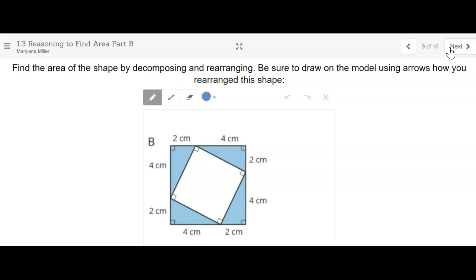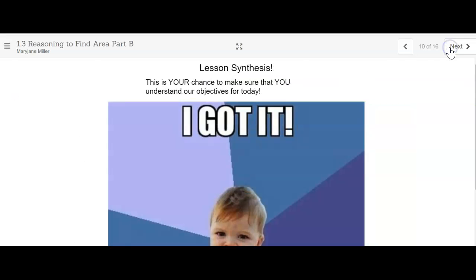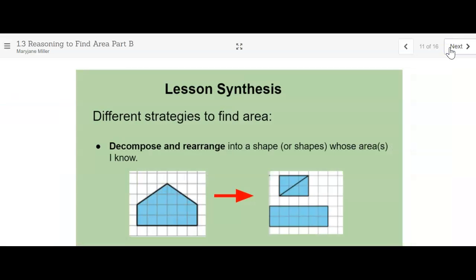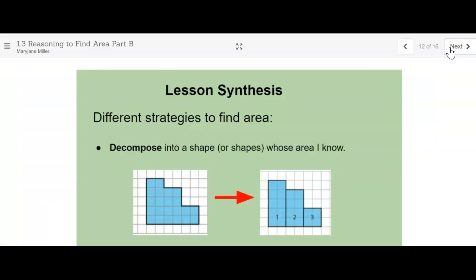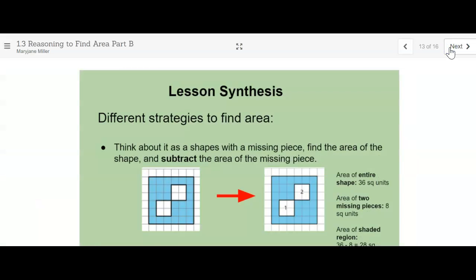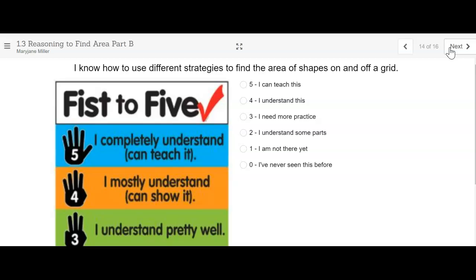So we learned how to rearrange this shape with the grid. Now rearrange this shape using the side lengths as your guide to figure out the area of the shape. And go through your lesson synthesis. Read through these slides and tell us how you're feeling now. How do you feel about finding the area of shapes on and off the grid by rearranging them?